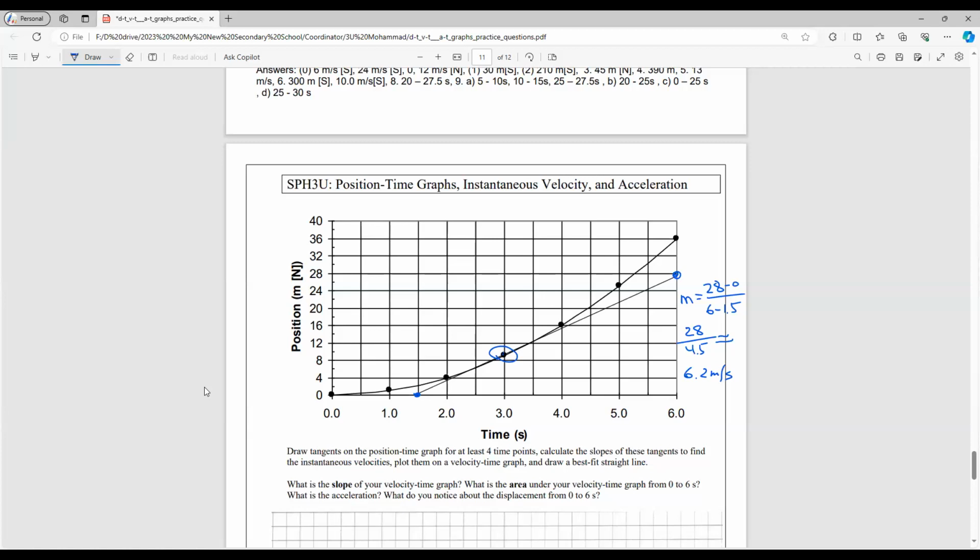For average speed, for example, between 1 second and 6 seconds, you will join those 2 points, and you will find the slope of that line. So the average is rise over run for those 2 points. Okay, so when you join them, you can select this point and this point. So 36 minus 8 divided by 6 minus 2, 4.